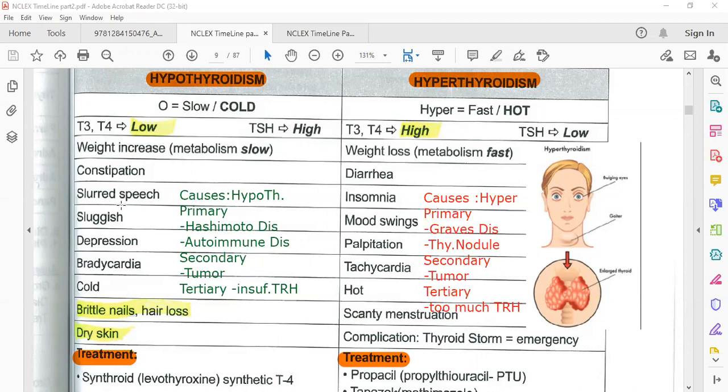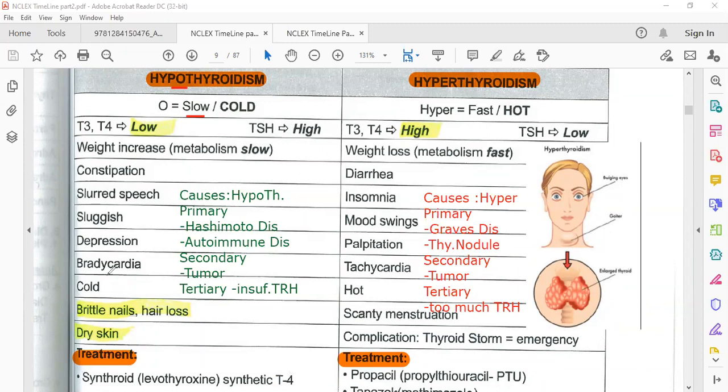So now let me explain the signs and symptoms of hypothyroidism. And also I will explain the treatment and nursing care. Here you see the spelling of hypothyroidism. We say HYPO, hypo. In hypothyroidism, everything is slow.